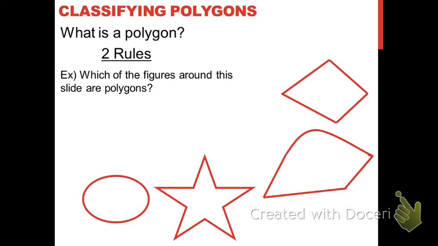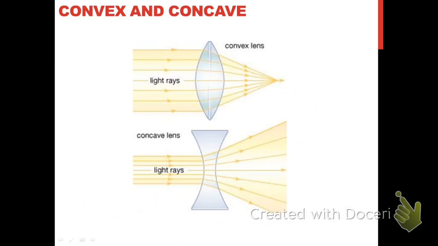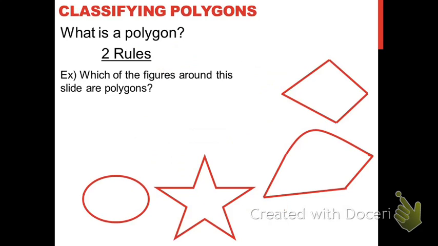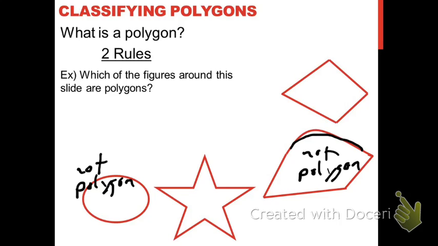And let's talk about the ones that are not polygons real quickly. Let me go back a little bit. The ones that are not polygons are going to be, of course, the ones that have curves to them. So that oval is not a polygon. And the same with this figure that has this kind of curve right there, not a polygon. And then the other 2 figures are.